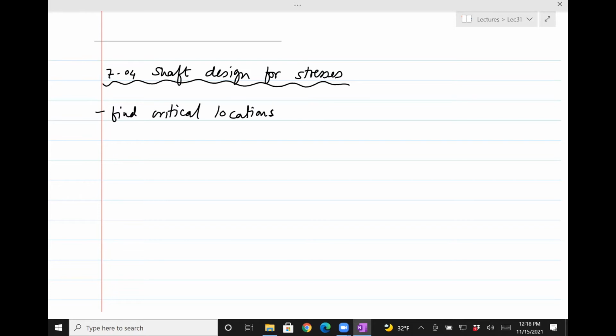So figuring out those critical locations of high stress is partly a matter of experience, but partly a matter of just making guesses and then making those calculations.